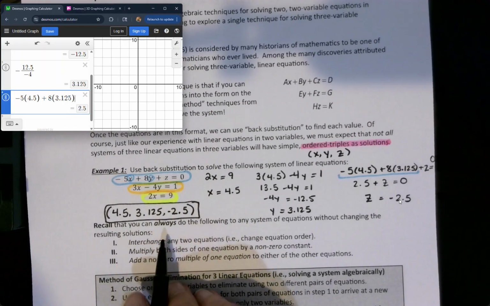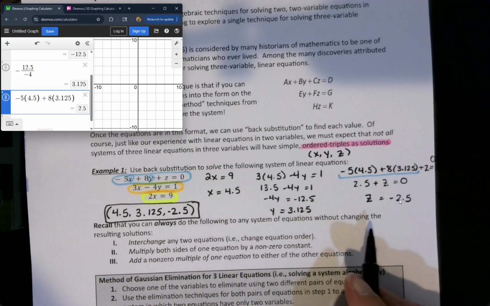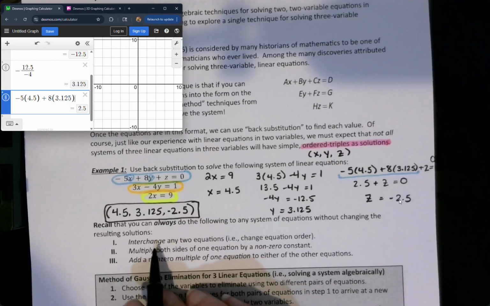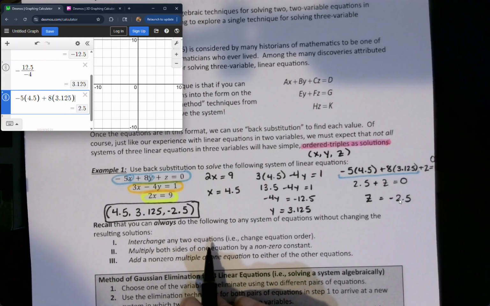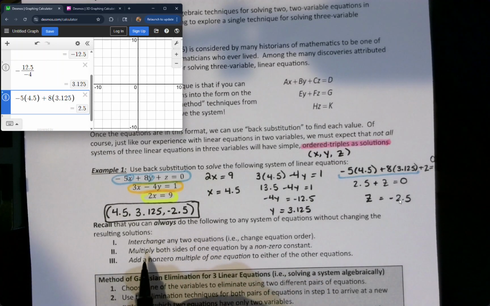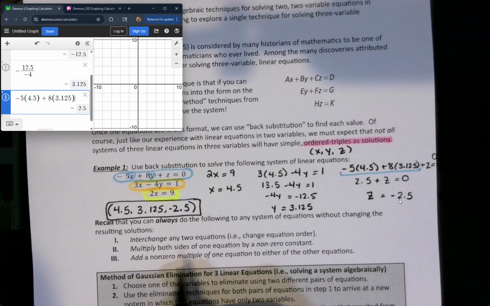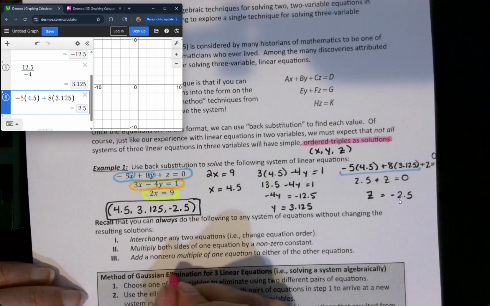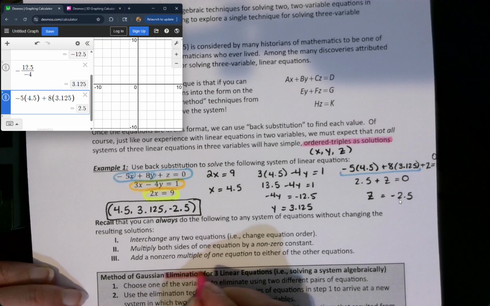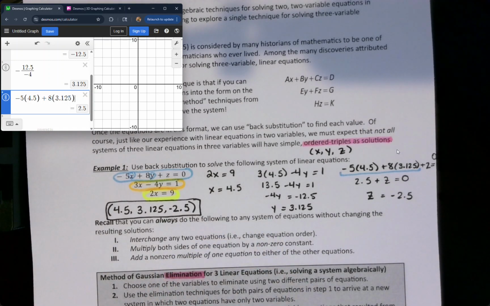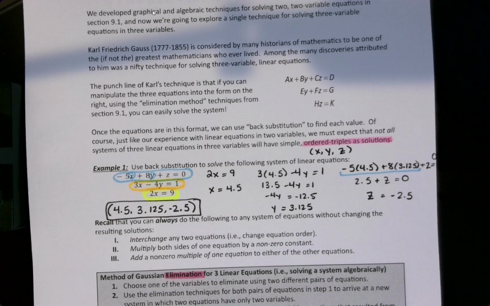Recall that we can always do the following steps to any equations without changing the solutions. We can always interchange two equations, flip two equations, look at one equation before another. We can always multiply a single equation by a value on both sides. We can always add equations together. This is dealing with the elimination method. So this method of Gaussian elimination is a method of elimination similar to the elimination method from section 9.1, but it's built for equations that are in three variables.